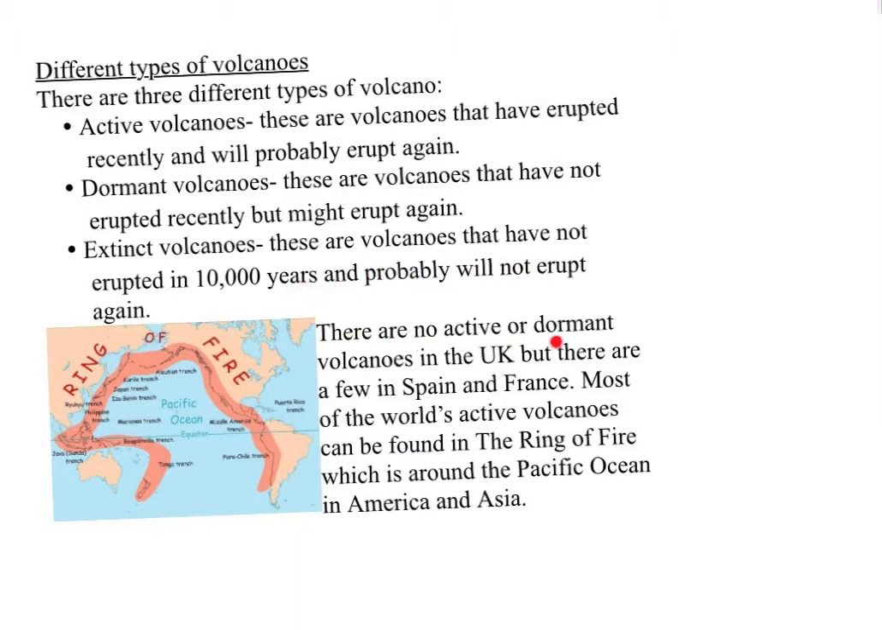There are no active or dormant volcanoes in the UK, but there are a few in Spain and France. Most of the world's active volcanoes can be found in the Ring of Fire, which is around the Pacific Ocean in America and Asia. So did you spot any of the same features from the last section?